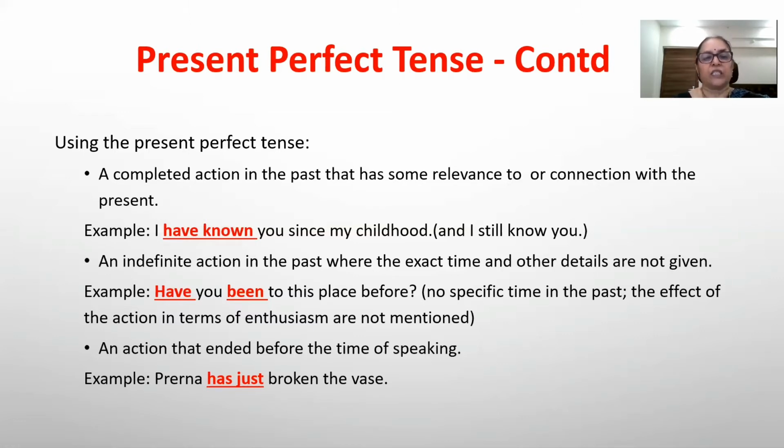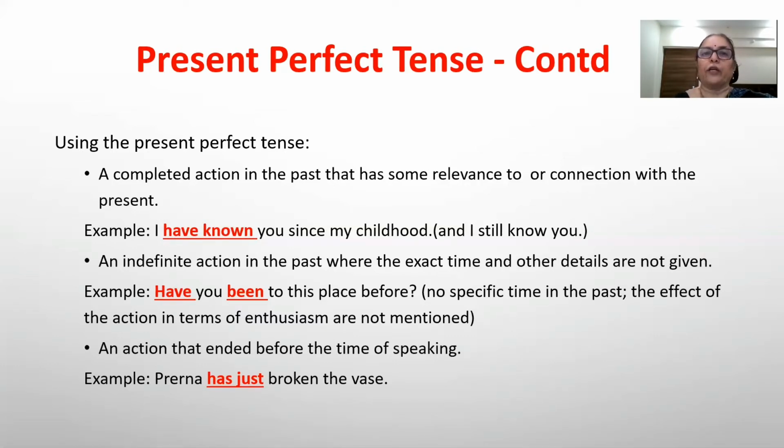And then next one, an indefinite action in the past where the exact time and other details are not given. Have you been to this place before? So here no specific time in the past is mentioned, and the effect or the enthusiasm, nothing is mentioned there.